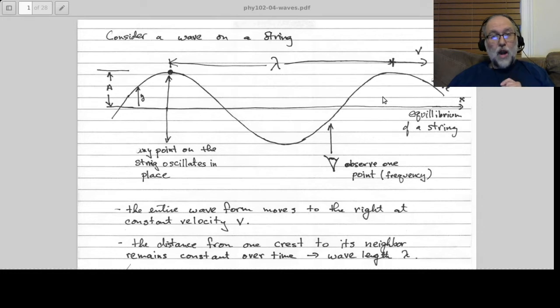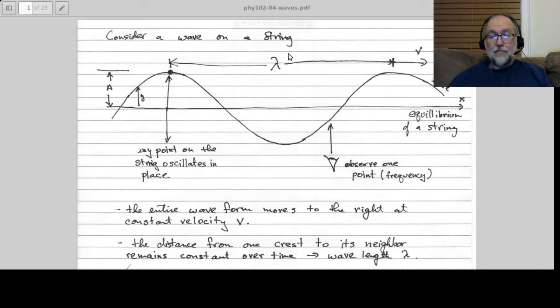Okay, so one property was the velocity of the crests and troughs of the entire waveform, and it moves either to the left or to the right at a constant velocity v. Another property of the waves is the distance from a crest to its neighboring crest. If you measure from a crest here to a neighboring crest there, it turns out that distance remains constant as the entire waveform moves. And that distance is given the name of a wavelength.